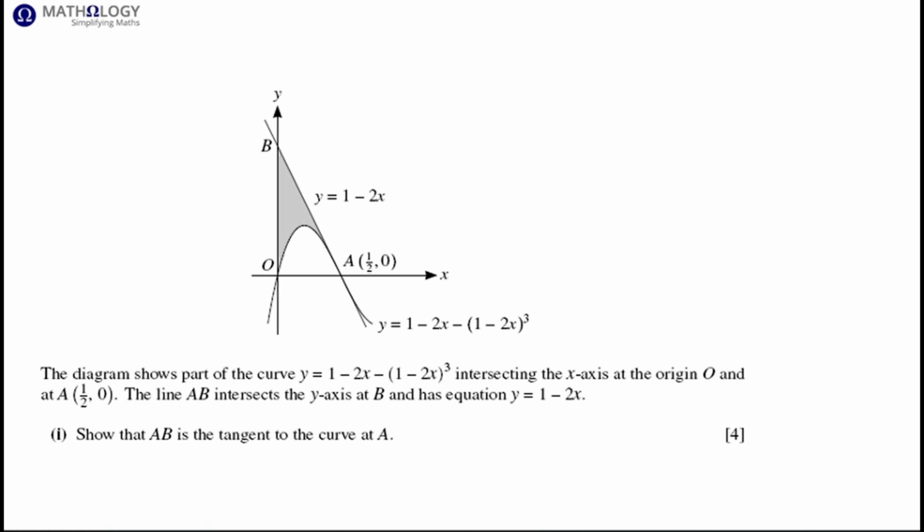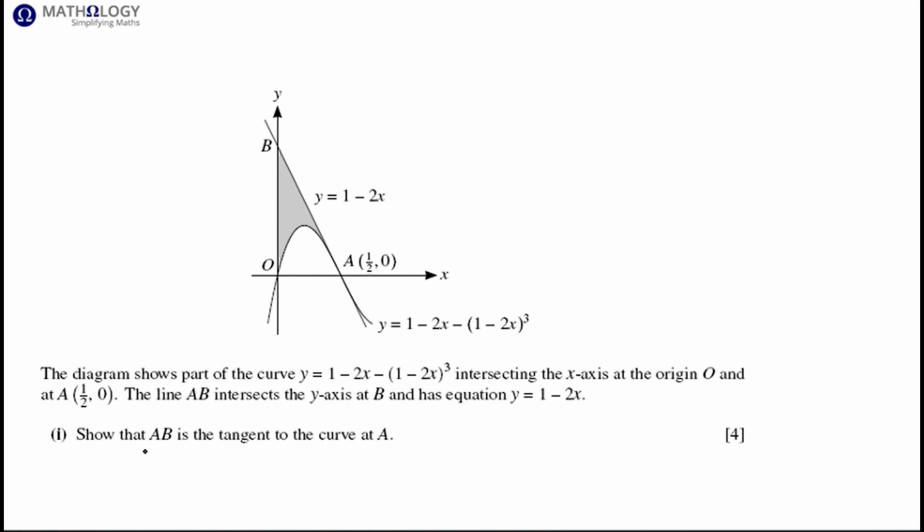The diagram shows part of the curve y equals 1 minus 2x minus (1 minus 2x) all cubed, intersecting the x-axis at the origin O and at A (1/2, 0). The line AB intersects the y-axis at B and has equation y equals 1 minus 2x. We're required to show that AB is a tangent to the curve at A.